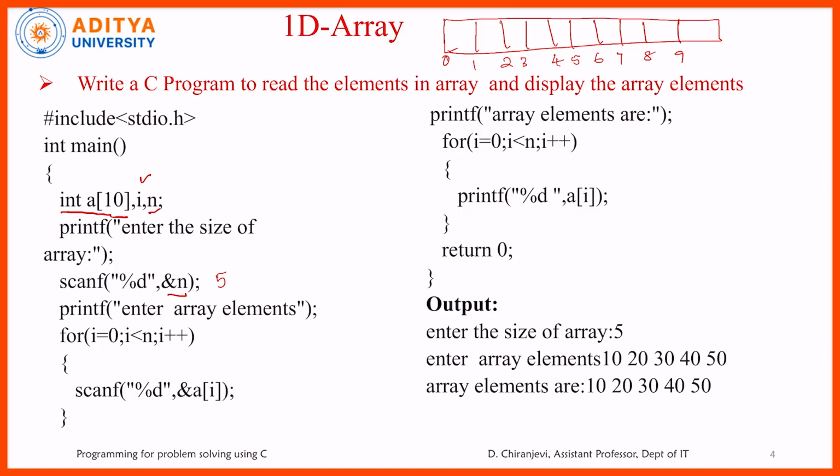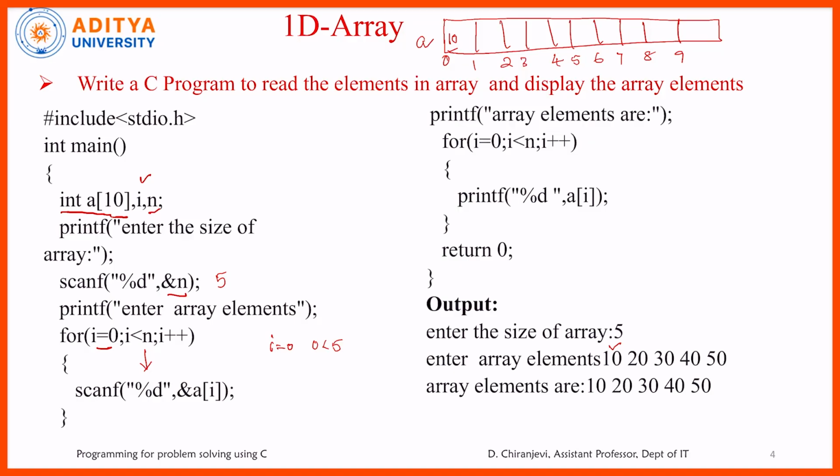But here, as we need to read multiple elements, I have taken a loop which will read from index 0 to n. The index value starts at 0, so i is 0, then i less than n, so 0 less than 5 is true. Now you are reading an element for a of i. Currently i is 0, so you are reading a of 0. The user inputted 10, so 10 will be stored in the 0th index.